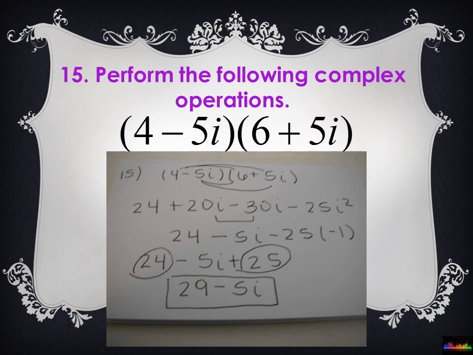So we get 24 minus 10i, remember that should say 10i, plus 25, because negative 25 times negative 1 is a positive 25. So then 24 plus 25 is 49. So the answer for this one should be 49 minus 10i.